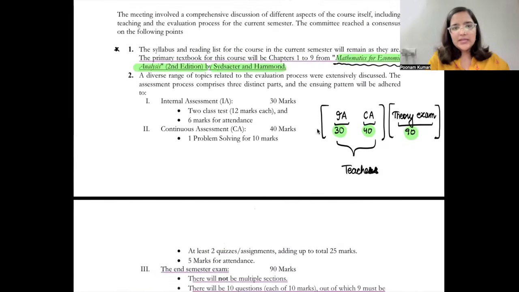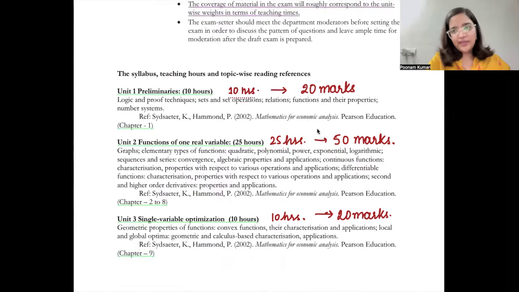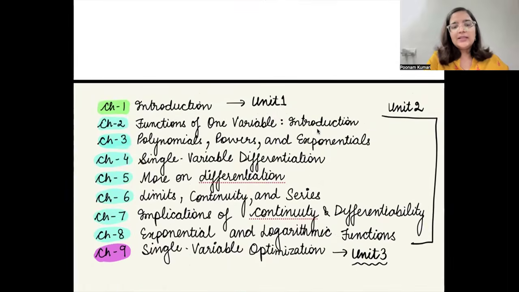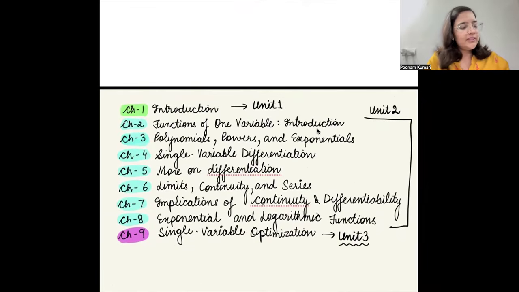These are your internal assessment details. What is your book? We have also talked about that. And these are the names of the chapters that you'll have to do. So first unit will be introduction, which is the preliminaries. And then we have unit number 2, which is functions of one variable.